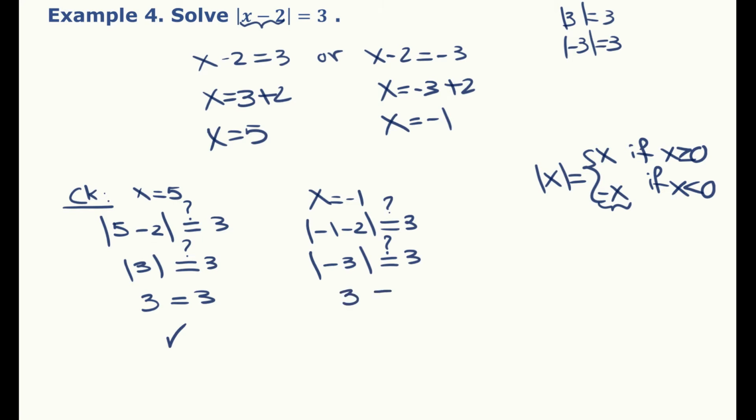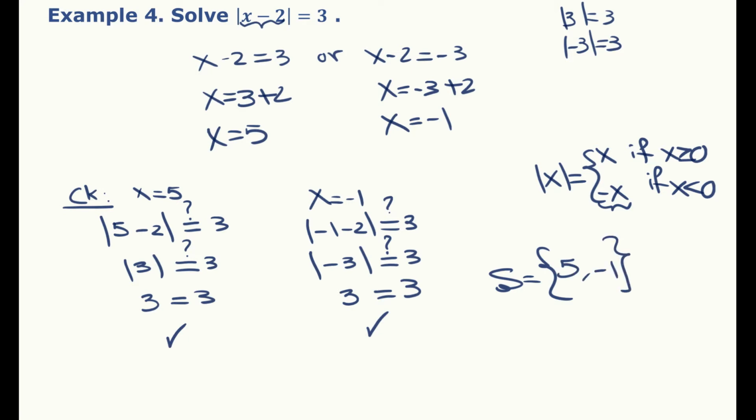We get 3 equals 3. Now we've reached the identity we were looking for to show us that plugging in -1 makes this equation true. In other words, it turns it into an identity, and therefore it checks out. So now we see that both of them are indeed solutions, and we can write our solution set as containing 5 and -1. Again, we can put it just like this.